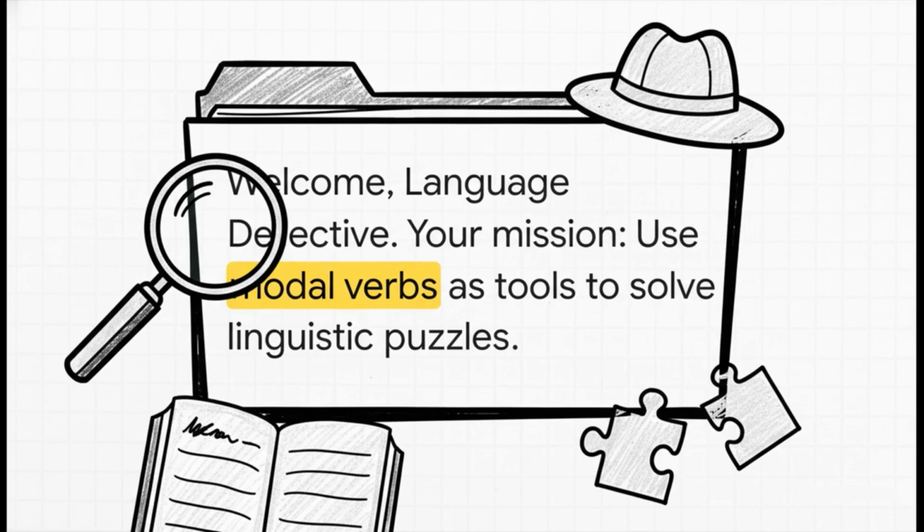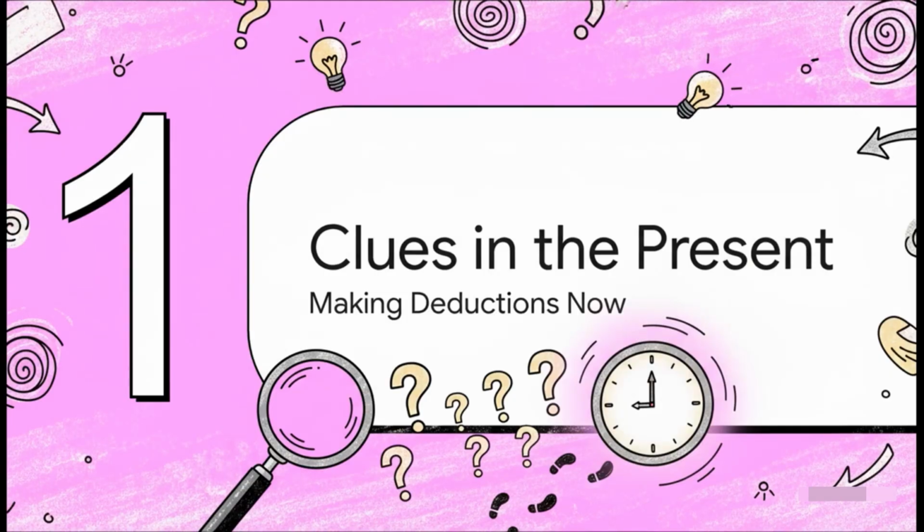So, welcome, language detective. Your mission, if you choose to accept it, is to master a special set of tools. We call them modal verbs and use them to solve all these little puzzles hidden in our everyday conversations. You're going to learn how to spot the clues and make some seriously solid deductions. All right, so our first stop is the here and now. We're going to focus on clues that are right in front of us and figure out how to make smart guesses about what's happening right now.